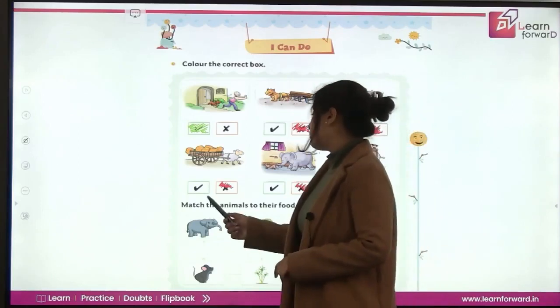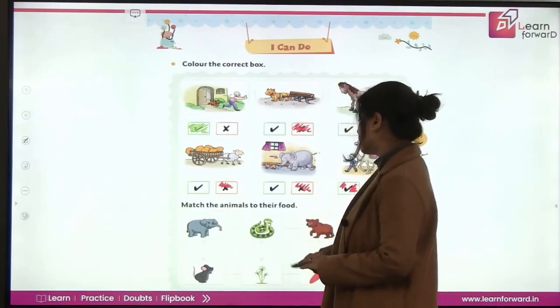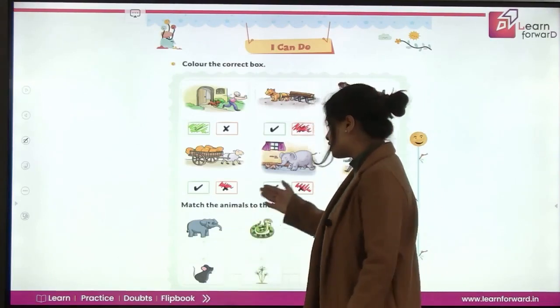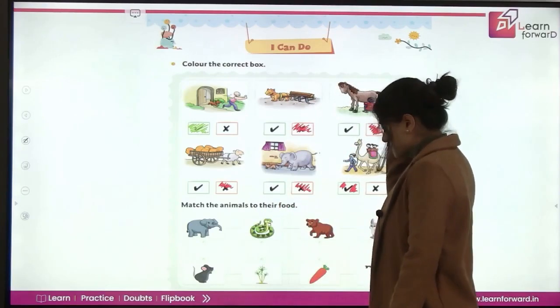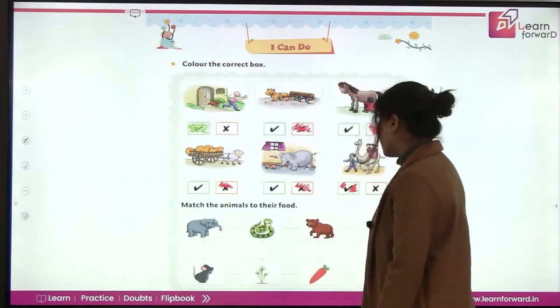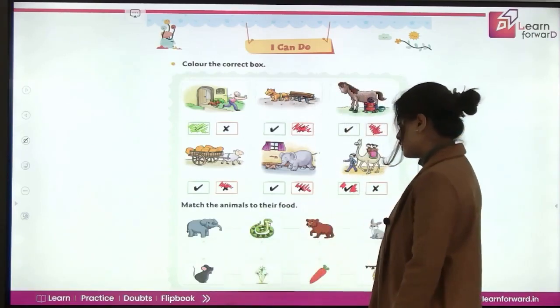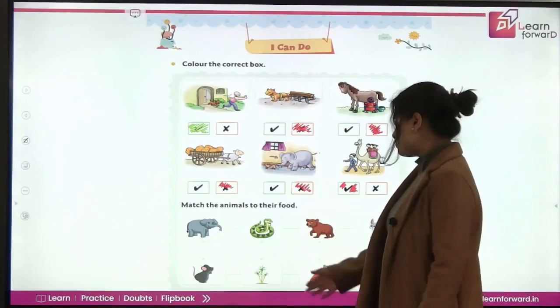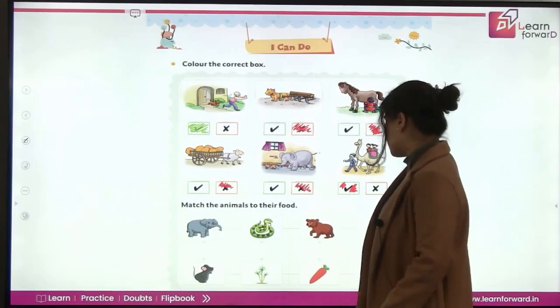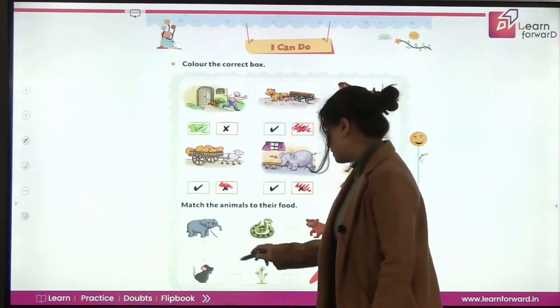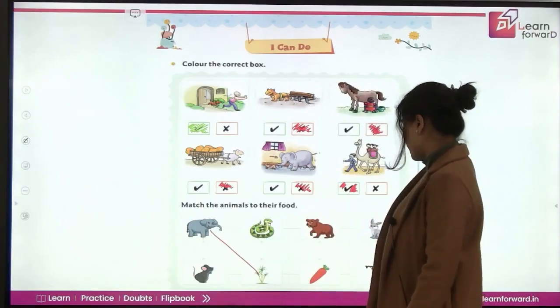Next is match the animals to their food. We have to match their animals to their food. Okay. See, first is elephant. Elephant eats what? Tell me. Elephant eats plants. You will match elephant with the plant, like this.